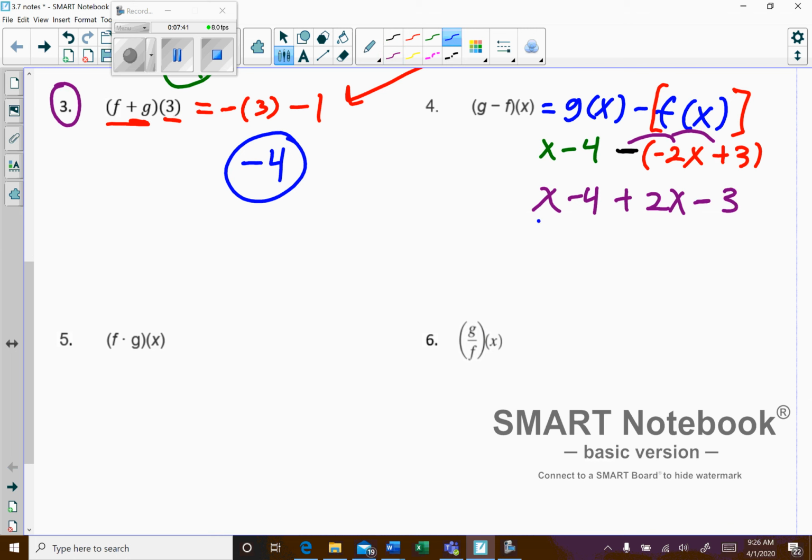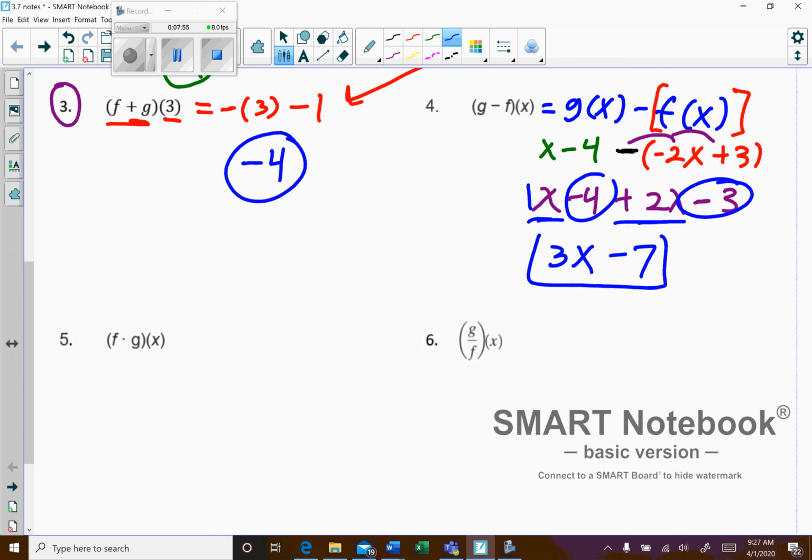Now we'll combine our x's. We have 1x plus 2x, that's going to be 3x. Then we have a minus 4 and a minus 3, that's going to give us minus 7. And that's it. That's what we're looking for. That's our answer.